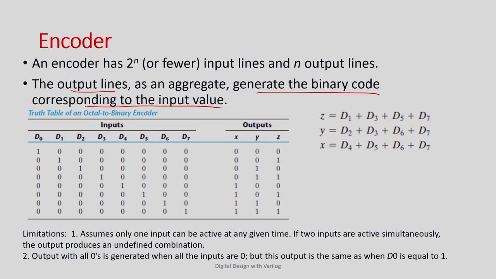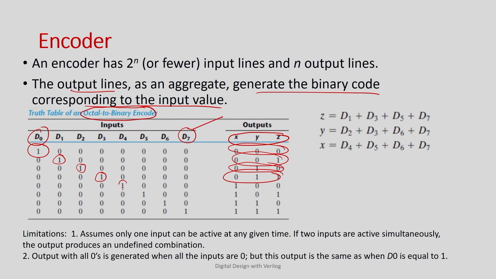Let us take an octal to binary encoder, that means there are 3 output bits x, y, z and the inputs are D0 to D7, where D0 is the first one and D7 is the 8th one. To develop an encoder for this system: if D0 is 1, the output will be 000. If D1 is 1, then it is 001. If D2 is 1, then it is 010, because this is 2. D3 is 3, so it will be 011. D4 is 1, so it is 4, so it is 100, and so on.